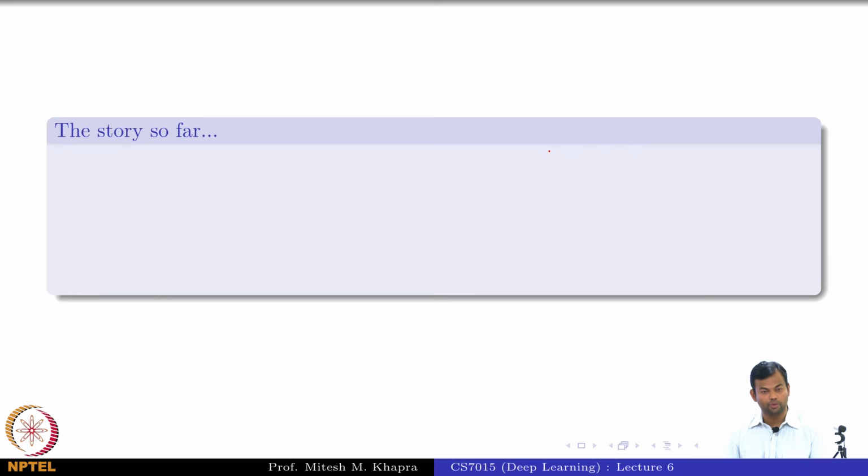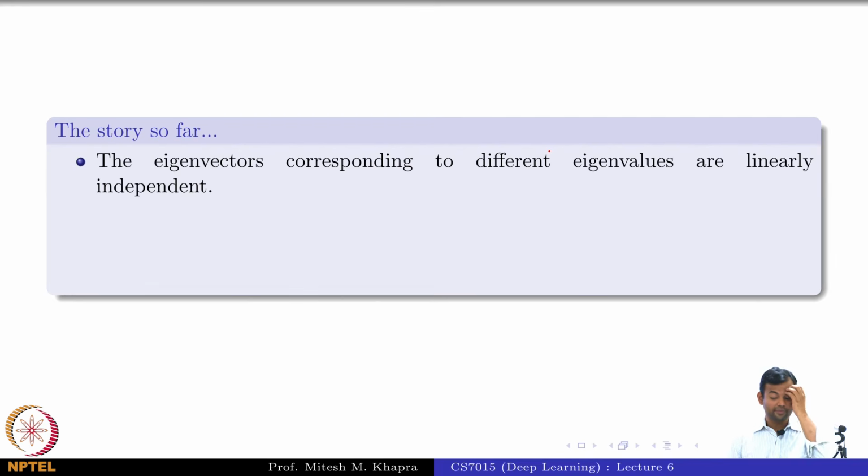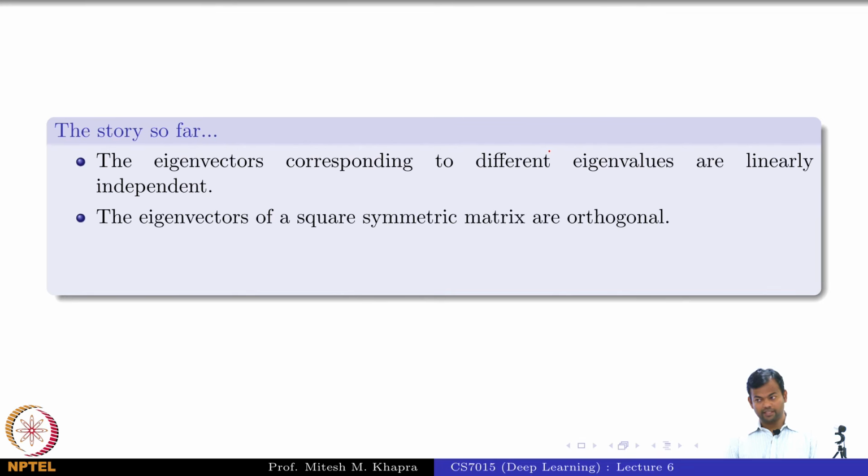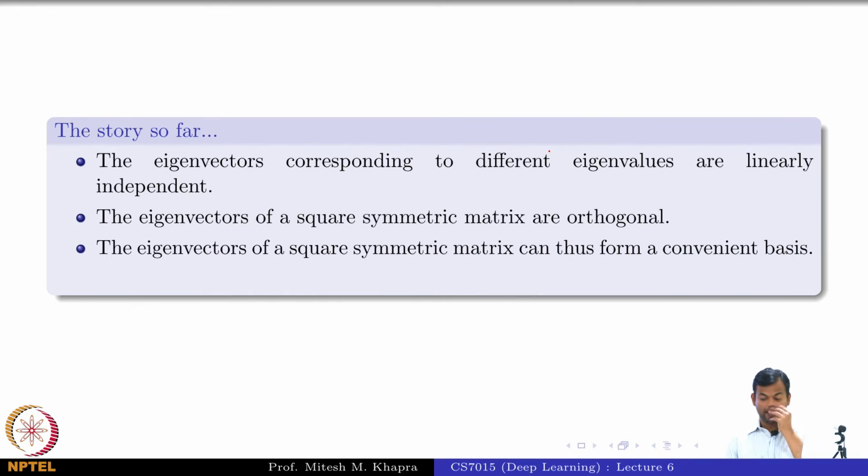So what has been the story so far? The story has been that the eigenvectors corresponding to different eigenvalues are linearly independent, okay. If you are dealing with a square symmetric matrix, which is something that we'll deal with soon, then things are even more convenient because the eigenvectors are actually orthogonal, okay, and they form a very convenient basis. And now we're going to put this to use when we talk about principal component analysis.